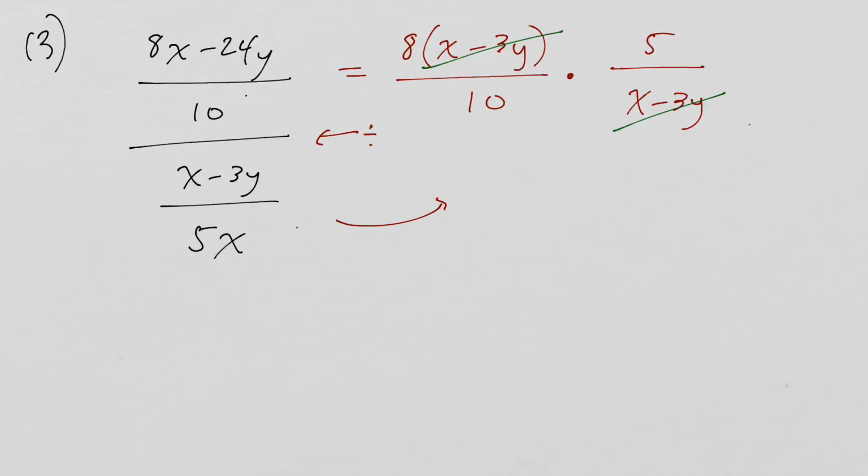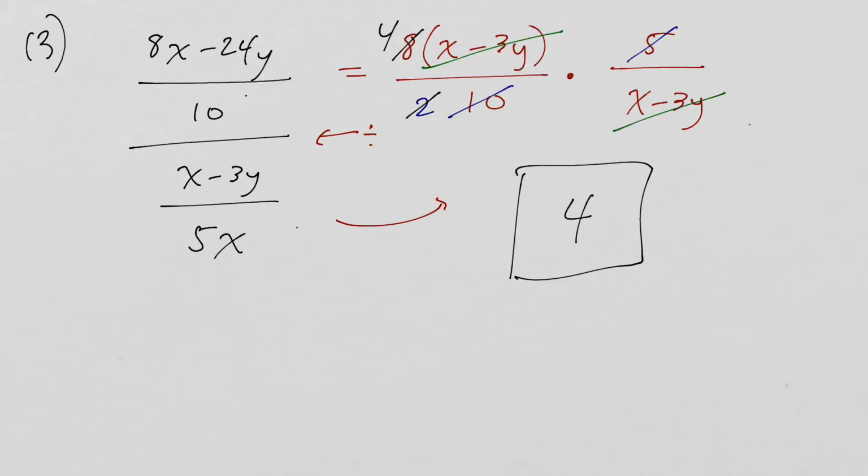And then I can say 5 goes into 5 once and into 10 twice. And finally, 2 goes into 2 once and into 8 4 times. So I'm going to multiply across the top and get 4, and across the bottom and get 1. But I'm not going to write 4 over 1. I'll simplify that and just write 4.